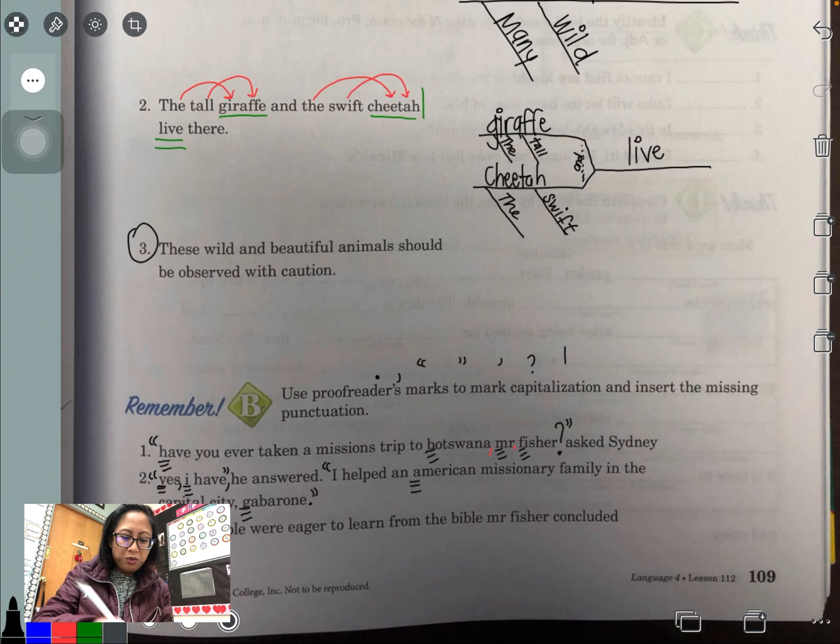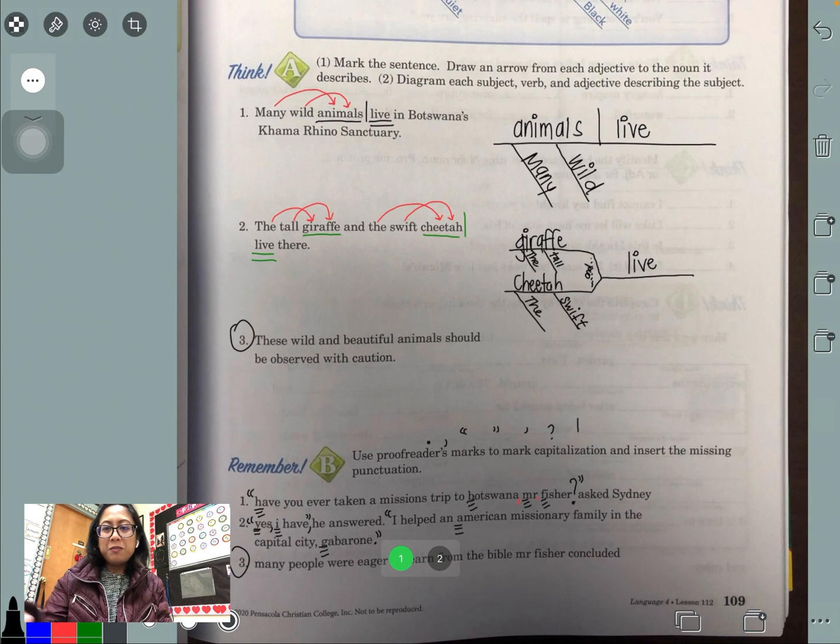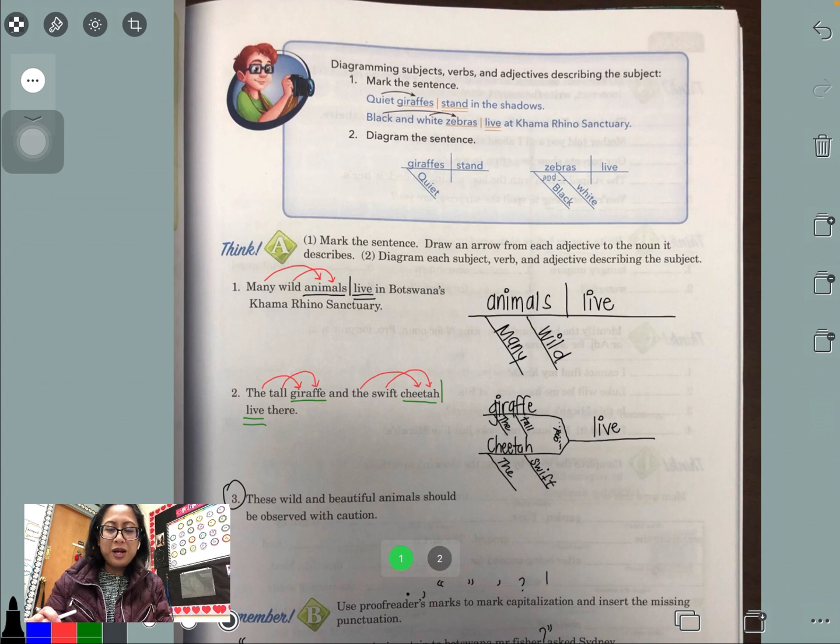3 and 3 for both parts. The main idea here is knowing how to diagram sentences with adjectives. And I hope that was insightful and fun.